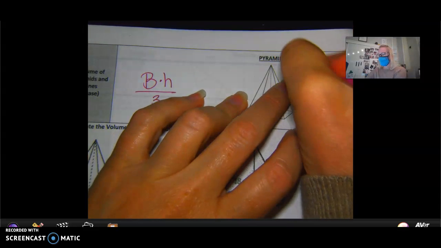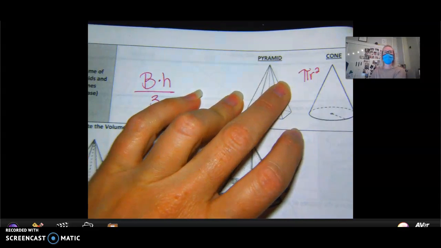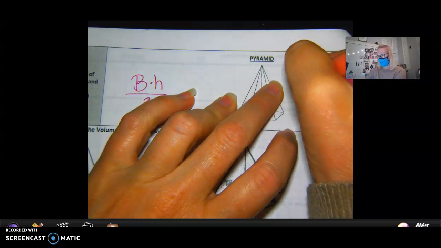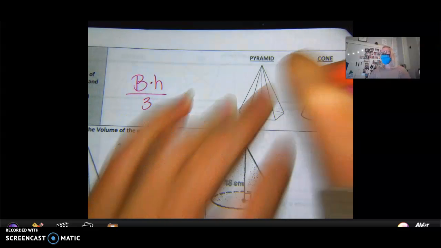Pi r squared. You missed one small thing. Times height, then divide by 3.